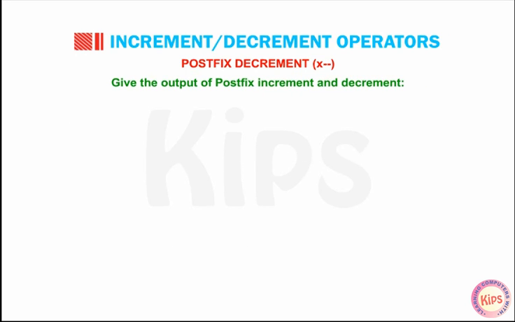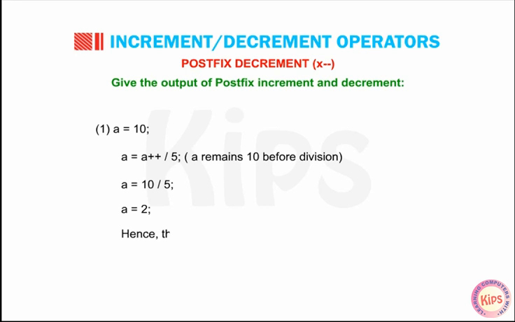Give the output of postfix increment and decrement. 1. A = 10; A = A++ / 5; A remains 10 before division. That is, A = 10 divided by 5. A = 2; Hence the final value of A is 2.